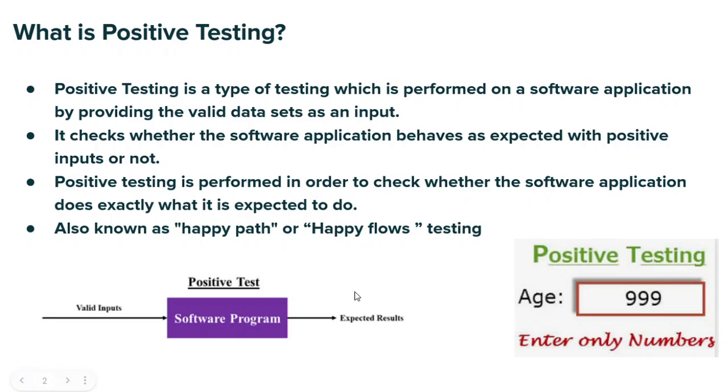For example, in a software program, we have to provide valid inputs and verify whether we are getting the expected results or not. That is called positive testing.